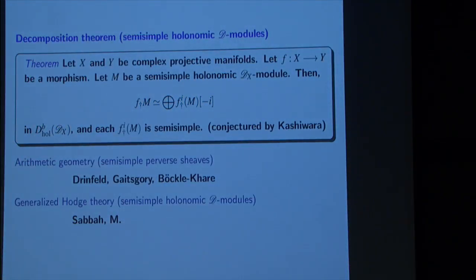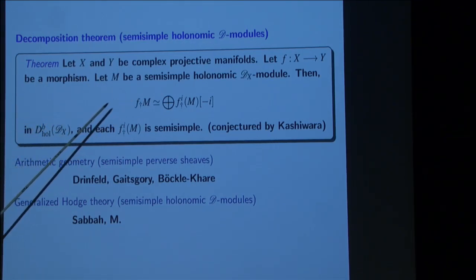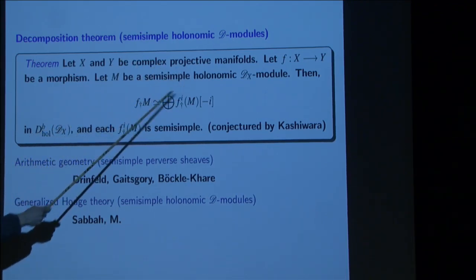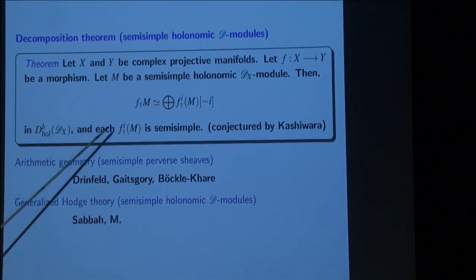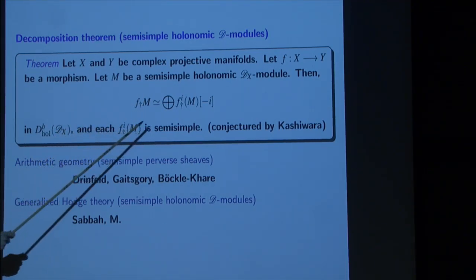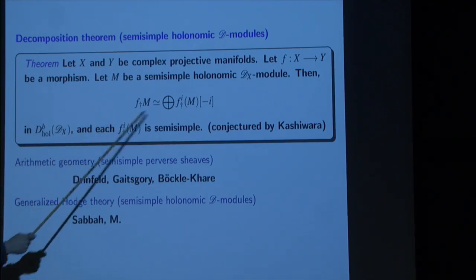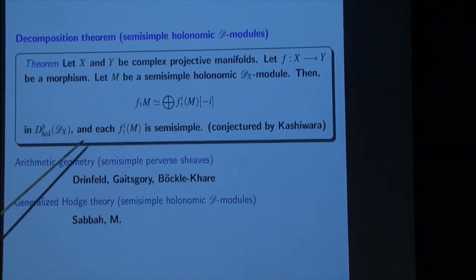Now, we have a generalization of the decomposition theorem to the context of semisimple algebraic holonomic D-modules. For simplicity, suppose we are given complex projective manifolds X and Y, a morphism f from X to Y, and a semisimple holonomic D-module on X. Then its pushforward by f is isomorphic to the direct sum of the cohomology objects in the category of cohomological holonomic D-modules on Y, and each cohomology object is again semisimple. This was conjectured by Kashiwara.